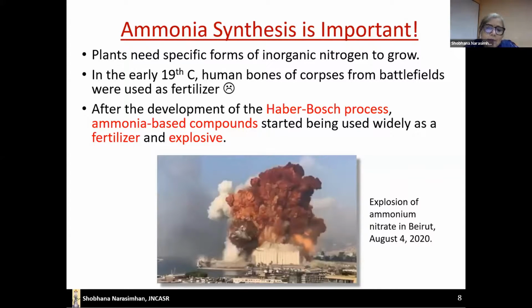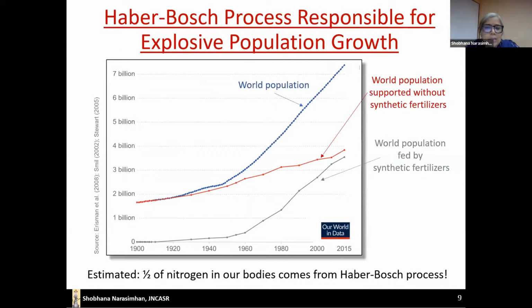So why is it considered so important, this Haber-Bosch process? This is showing the world population versus year in the last century and up to the present day. The blue curve shows the world population, and the gray curve at the bottom shows how much of the world is fed by synthetic fertilizers.